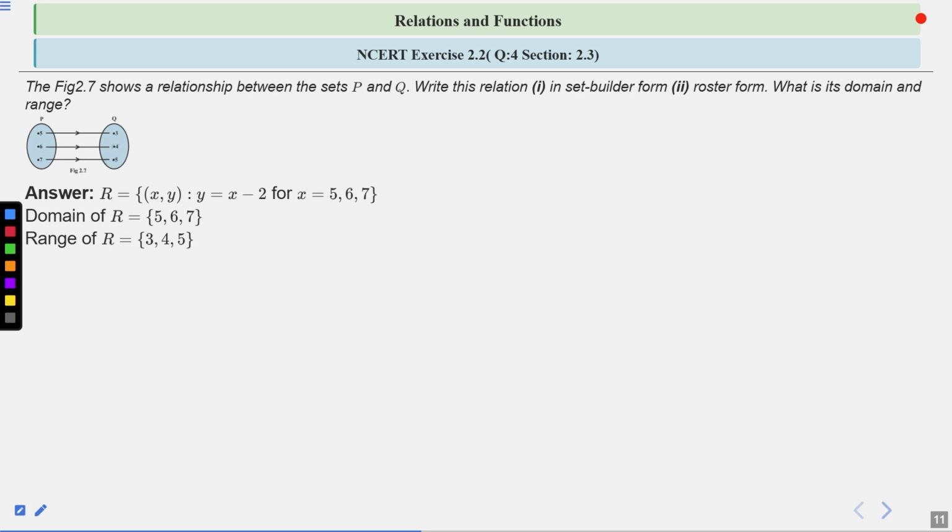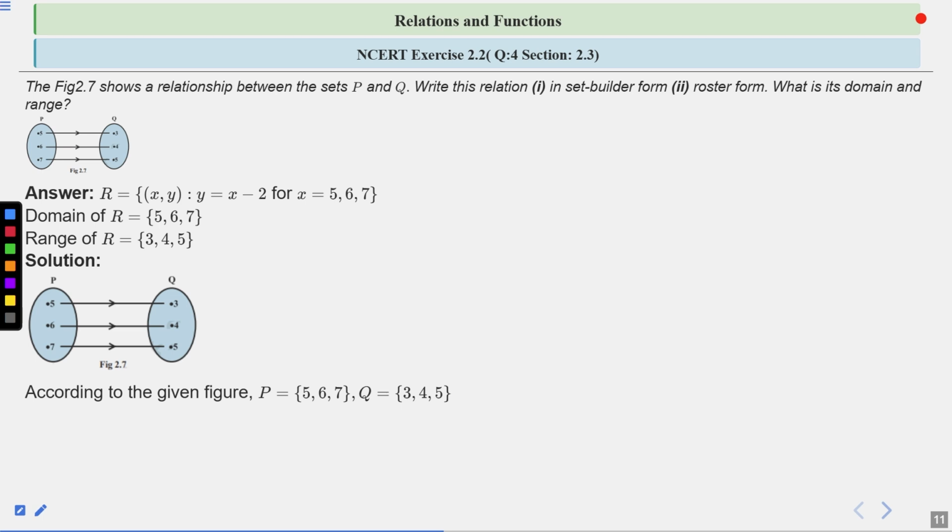So one way to define the set builder form is like this. The domain and range sets will be these. Let's see how we are getting these as our answers. So, solution. As given in this arrow diagram from set P to set Q, 5 is related to 3, 6 is related to 4, 7 is related to 5. So if you observe carefully, we have P with 3 elements 5, 6, 7, and Q with 3 elements 3, 4, 5.